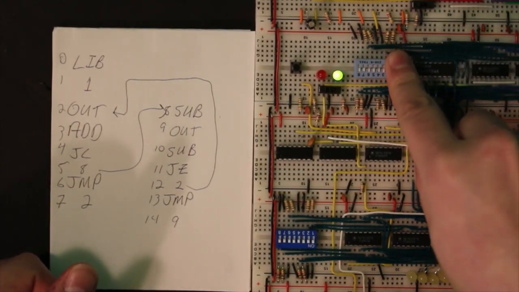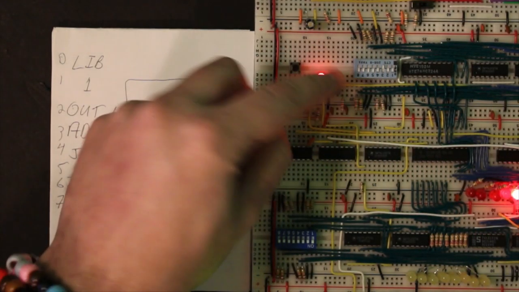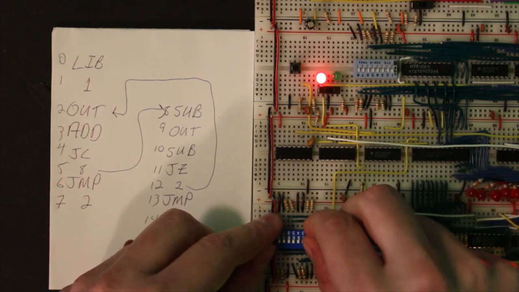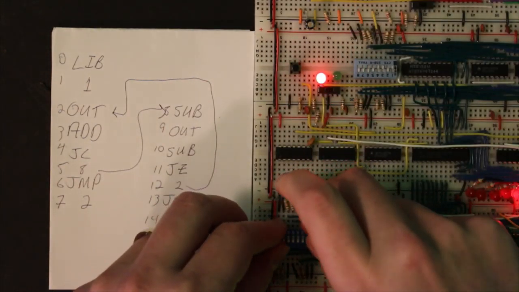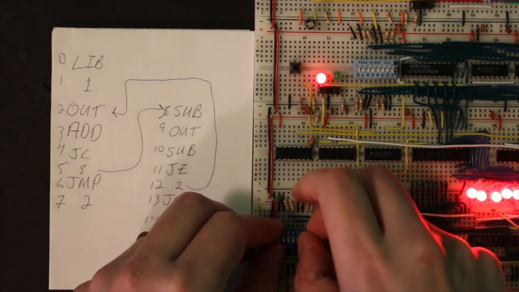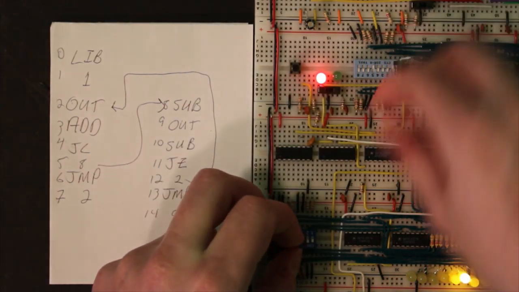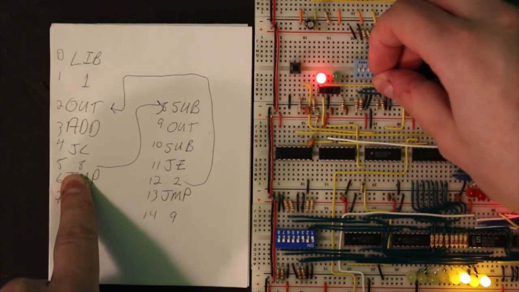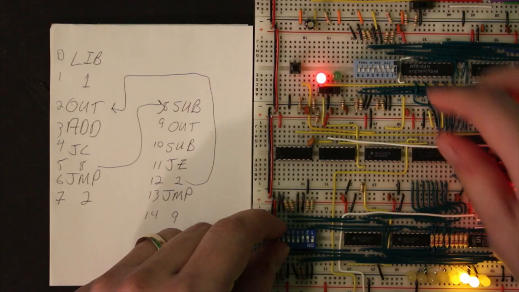Alright, 0 is load immediate B, which is 100. Alright, then in 1 goes a 1, then in 2 goes an out. Then in 3 goes an add. Then in 4 goes a jump carry, which is 1 there, 1 there. Okay. Then in 5 goes an 8. Okay, then in 6 goes a regular jump. Just confirming that I know what a jump looks like.